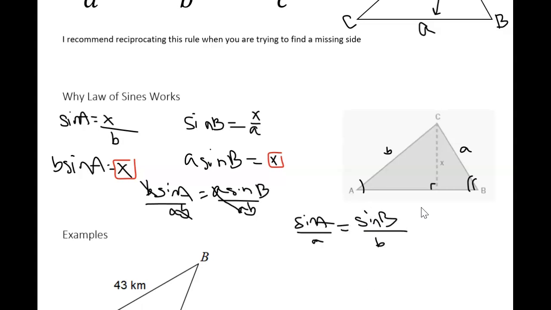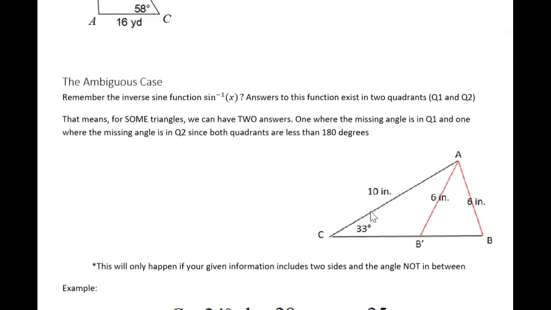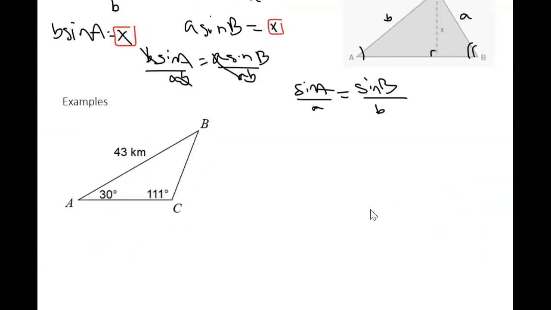And technically, if you wanted to, you could solve non-right triangles by breaking them down into right triangles and solving that way. It's just a little bit more time consuming. So the law of sines is really a shortcut for solving non-right triangles. Now we're going to get into two examples before we talk about something called the ambiguous case.